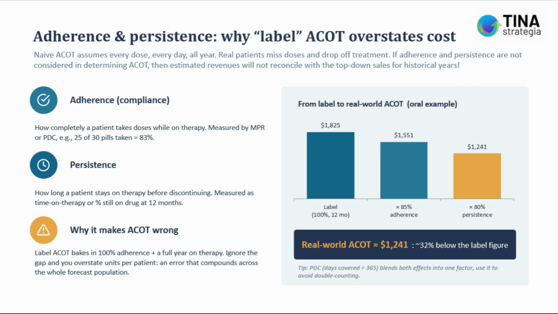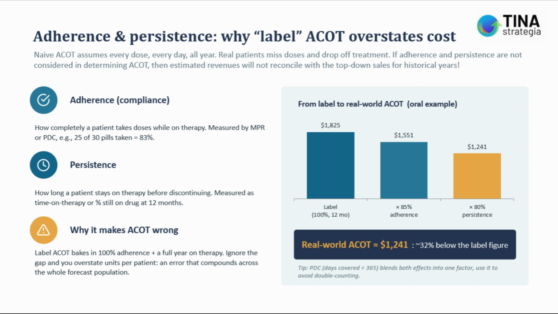The second is persistence. That's a different question. How long does the patient stay on the drug before they quit altogether? It's measured as time on therapy, or as the percentage of patients still taking the drug at, say, 12 months. So adherence is about how faithfully you take it while you're on it. Persistence is about how long you stay on it at all.